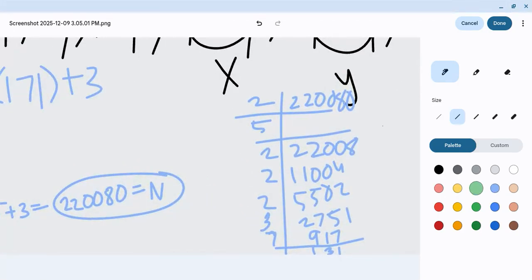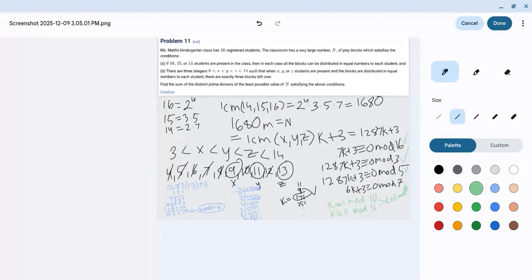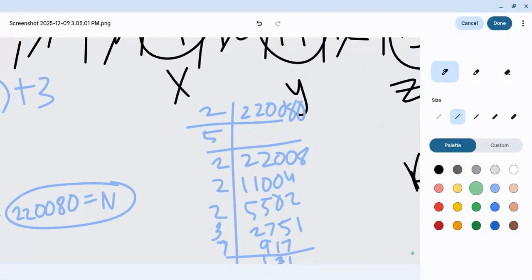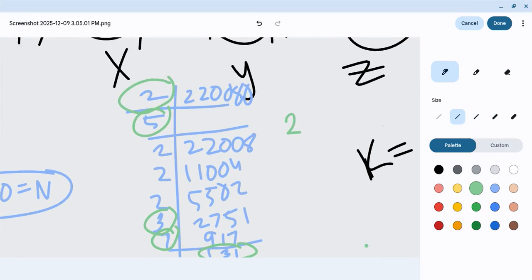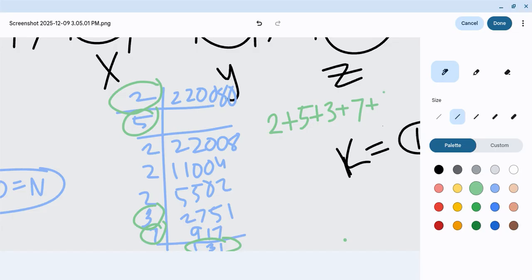So our prime factors, we're only counting each one once, so we're not repeating them. Our distinct prime factors are 2, 5, 3, 7, and 131. So that means we can just add them to get our final answer. That gives us 10, that gives us 17, and then we finally have 131 plus 17, which is 148. And that is our answer.